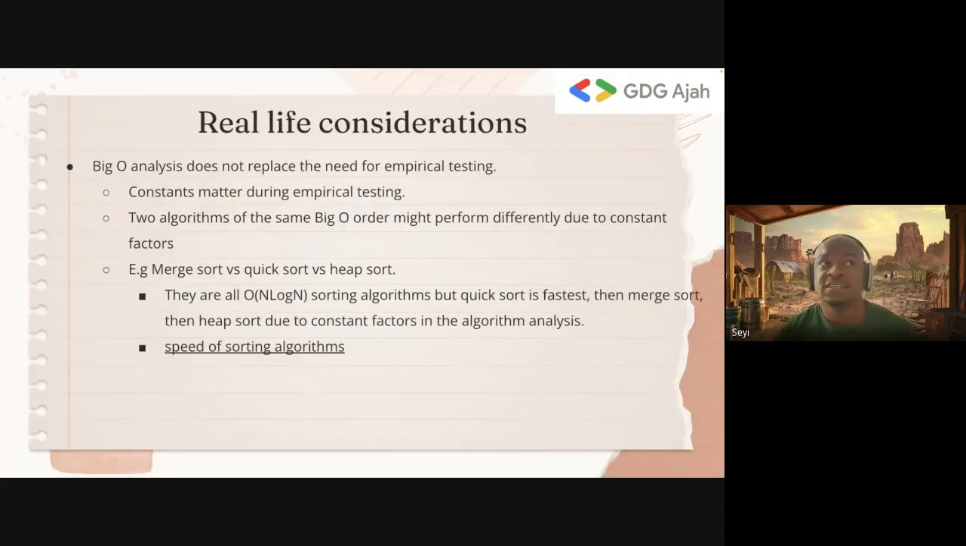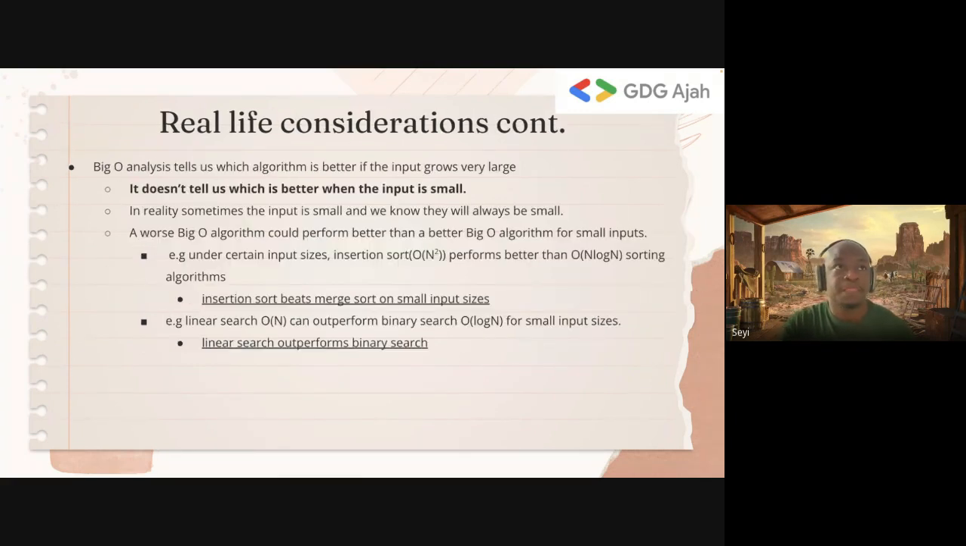Now, the thing is, big O doesn't replace the need for testing. Big O is like giving you an indication of something. It doesn't say you shouldn't still test it, because the constants matter when you're actually testing it. What this means is that two algorithms that have the same big O order might perform differently due to constant factors. An example is some sorting algorithms like merge sort and quick sort. They have the same big O, but they perform differently. So you can look at that link if you're interested in more details.